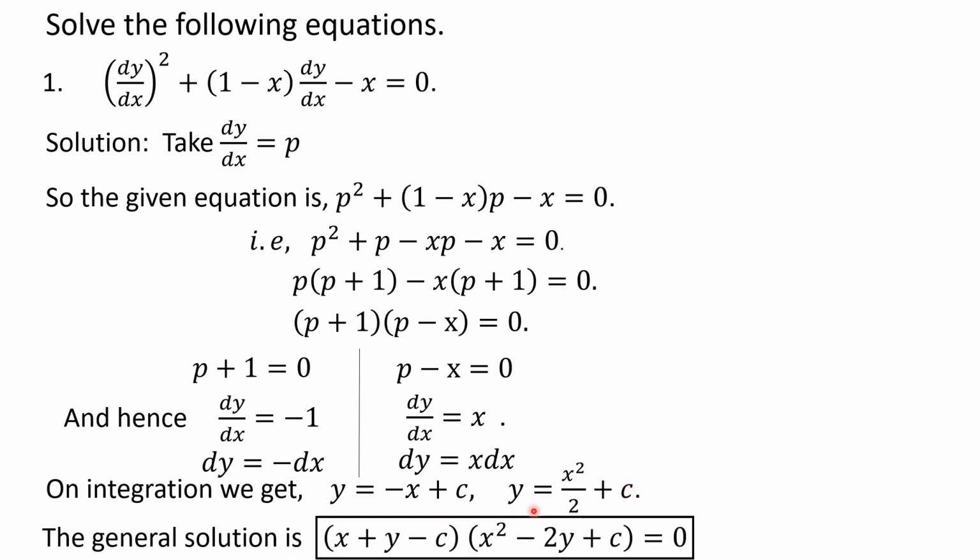So finally the general solution is the product of these: (x + y - c)(x^2 - 2y + 2c) = 0, but I have taken some new constant. Here the arbitrary constant should be the same because it is a first order differential equation. Your general solution must contain one arbitrary constant. As you know, the general solution contains as many arbitrary constants as the order of the differential equation.